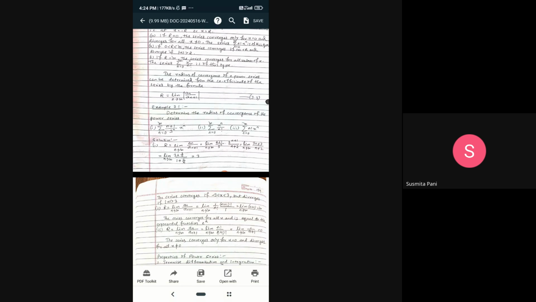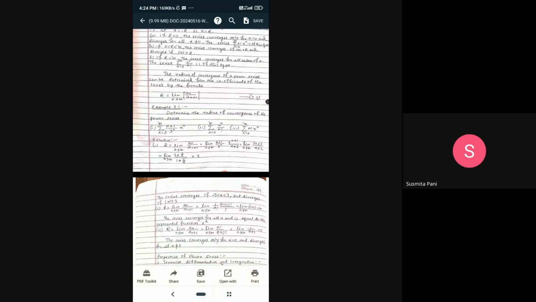For the first case, the original power series is summation n equals 0 to infinity (n plus 1) by 3 to the power n multiplied by x to the power n. So a_n is equal to how much? a_n is equal to (n plus 1) by 3 to the power n. Similarly, a_(n+1) is equal to how much? Just put the value of n plus 1 in place of n. So you will get (n plus 2) by 3 to the power n plus 1. And divide these two.